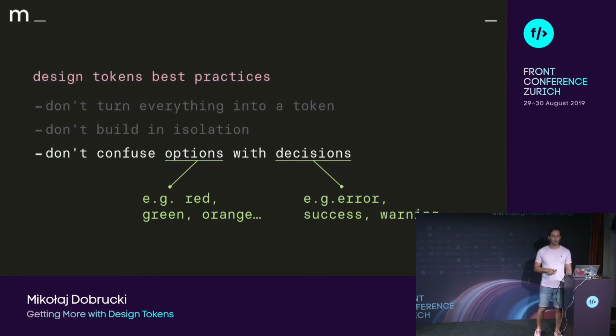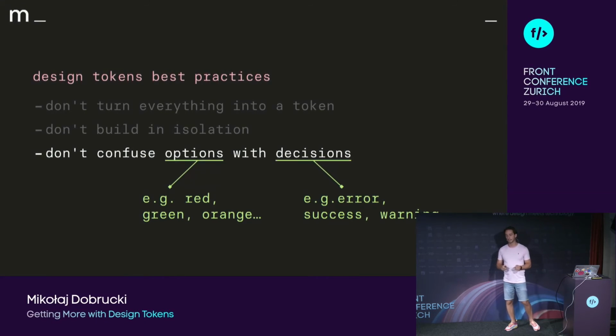And don't confuse options with decisions. This is kind of connected with naming conventions and with categorization. So those are two separate things. If you think about colors, you can have a specific hue of orange, a specific hue of green, a specific hue of red, and so on, and that's the color palette of your project. But then you make some design decisions about how those colors will be used. So this is an error color, and this is a success color.